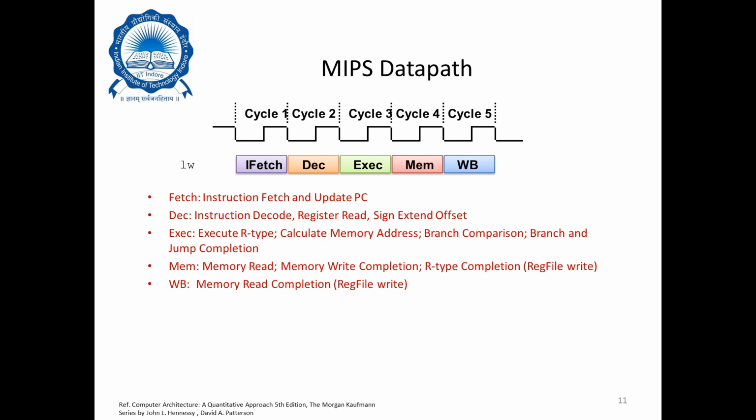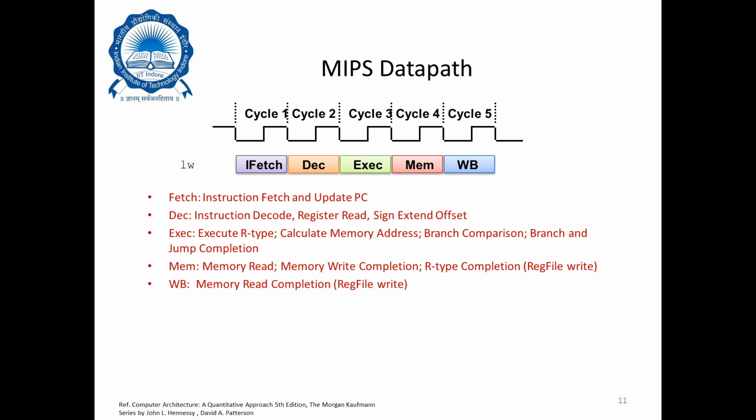So in the MIPS Datapath, we see that it has 5 basic stages: instruction fetch, instruction decode, execute, mem, and write back. The instruction fetch is responsible for instruction fetching and updating the PC. The decode stage is responsible for instruction decode, register read, and sign extending the offset. Execute is for executing R-type instructions, calculating memory address, branch comparison, branching, and jumping calculations.